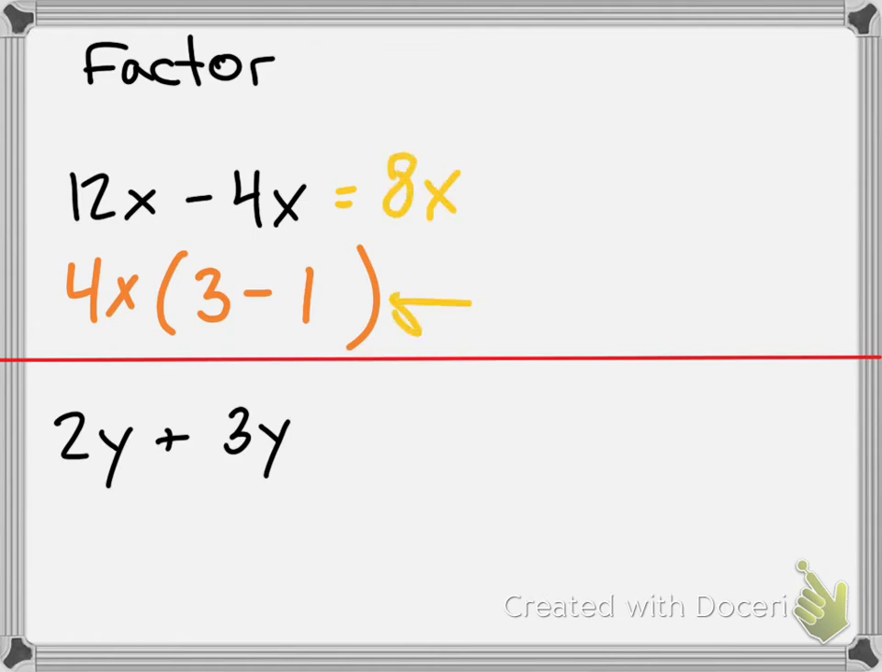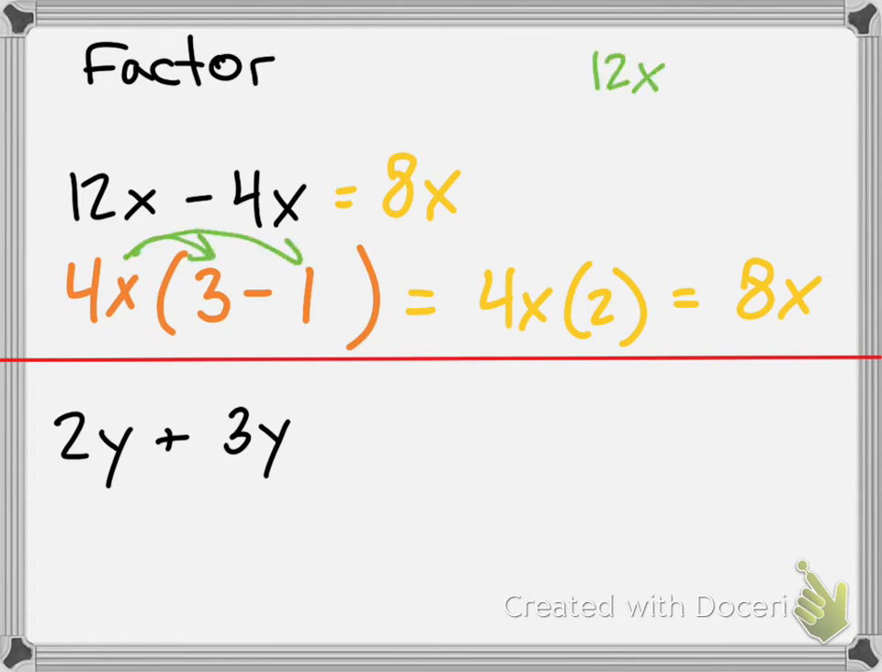Let's do this one in PEMDAS style. 3 minus 1 is 2. So what I get here is 4x times 2. Hey, 4x times 2 is 8x. So that again confirms they're the same. And then if I was to just do distribution method, 4x times 3 gives me 12x. 4x times, technically negative 1 because I'm doing subtraction, is negative 4x. Hey, we're back where we started.